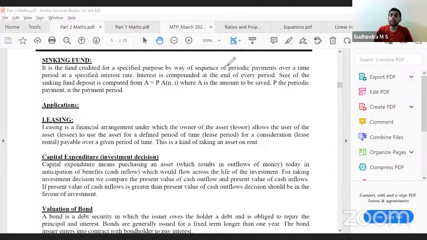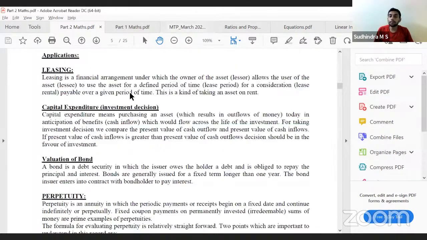Apart from this, where do we apply this time value of money? We apply this time value of money in case of leasing. What is leasing? It's an arrangement wherein the owner, the lessor, allows the user of the asset, that is the lessee, to use that asset for a definite period of time for a consideration. Now, how will this consideration be fixed? That consideration will be fixed by considering this time value of money.